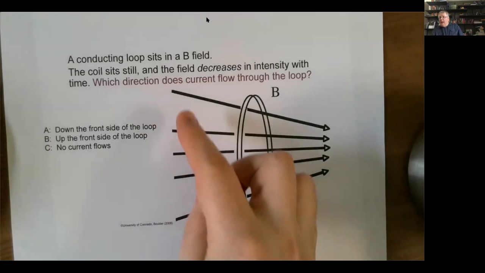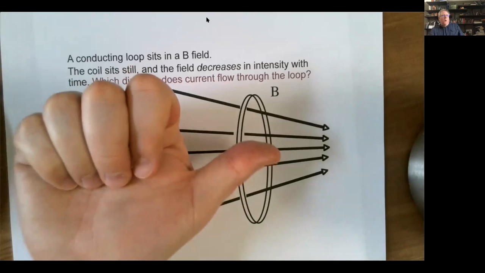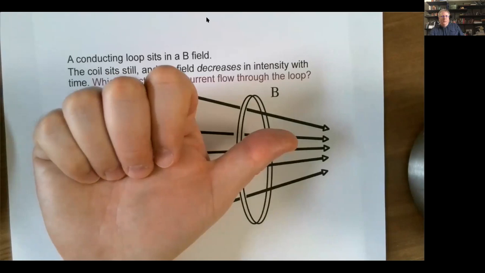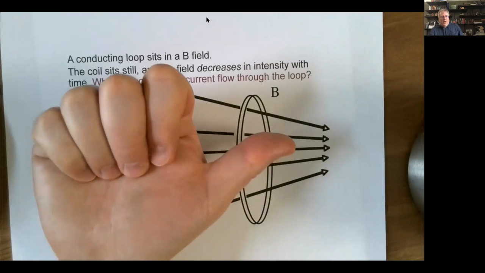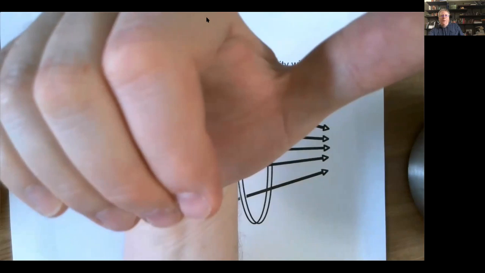It's down in the front side of the loop, right? Let's walk through it because Stephen got it backwards. You have a field to the right and it's getting smaller. So the loop is going to attempt to counter that by increasing that magnetic field. It attempts to increase that magnetic field to cancel that change. To increase the magnetic field to the right, it has to create a current that's like this, which is down in the front and up in the back.